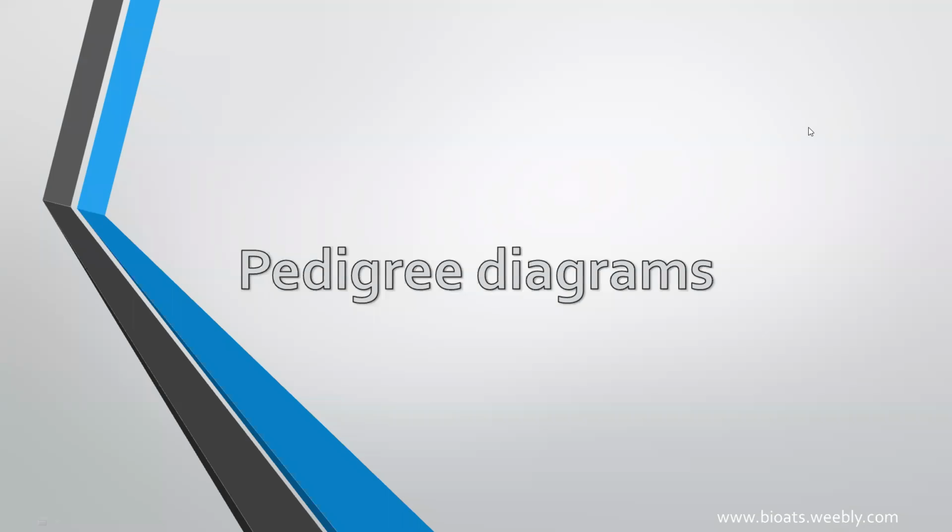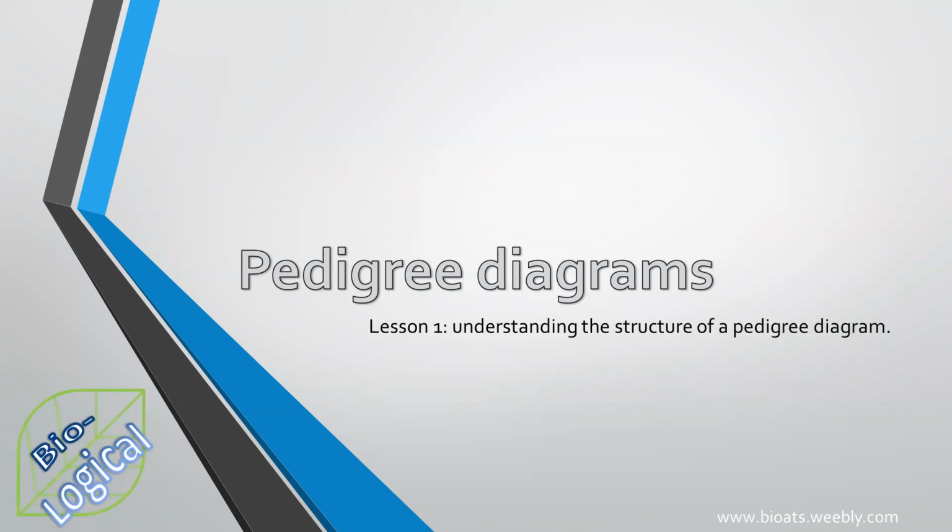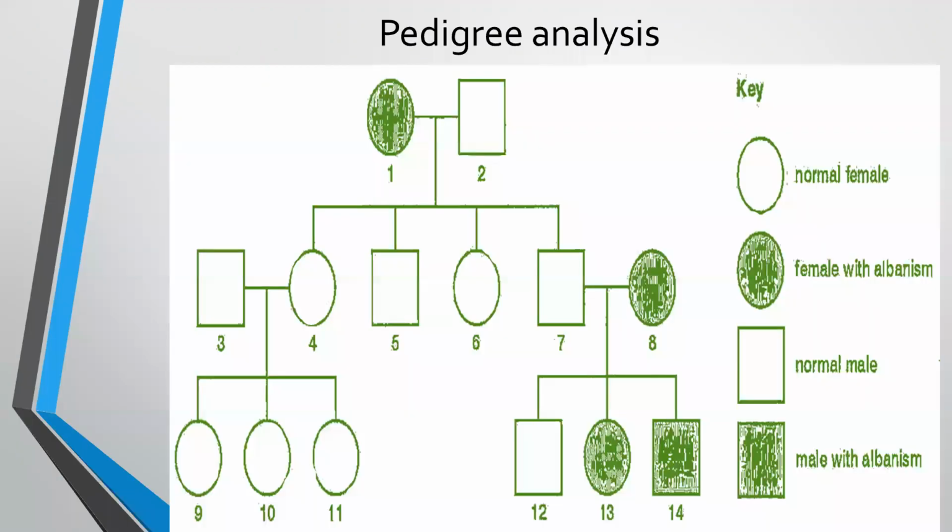Pedigree diagrams are a way in which we show the inheritance of a specific trait within a family. In today's lesson, we look at the structure of a pedigree diagram so that we'll be able to understand them better and interpret them. This is an example of a pedigree diagram shown here.